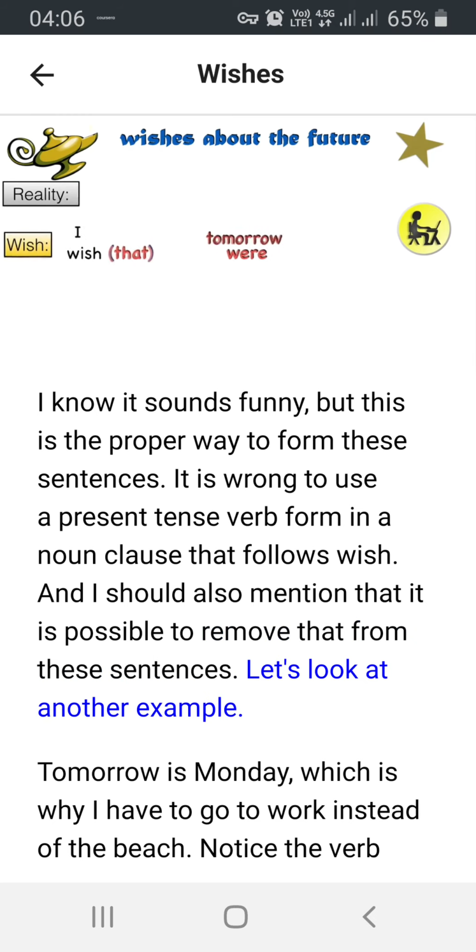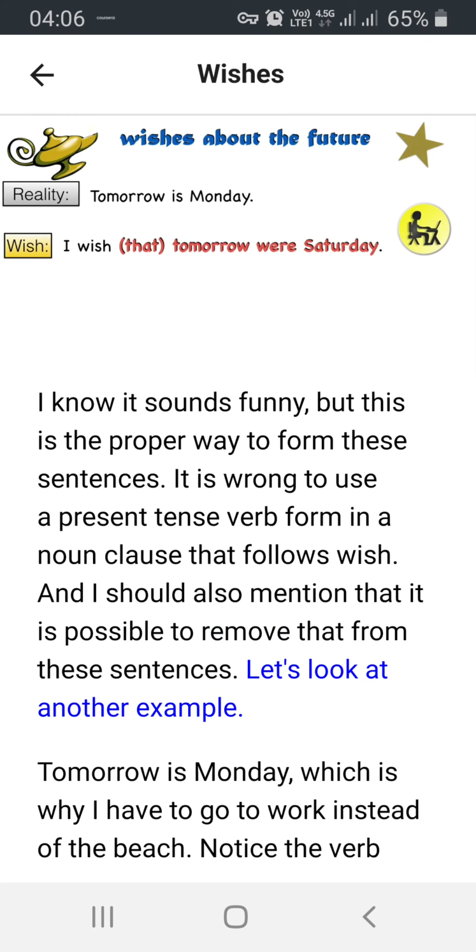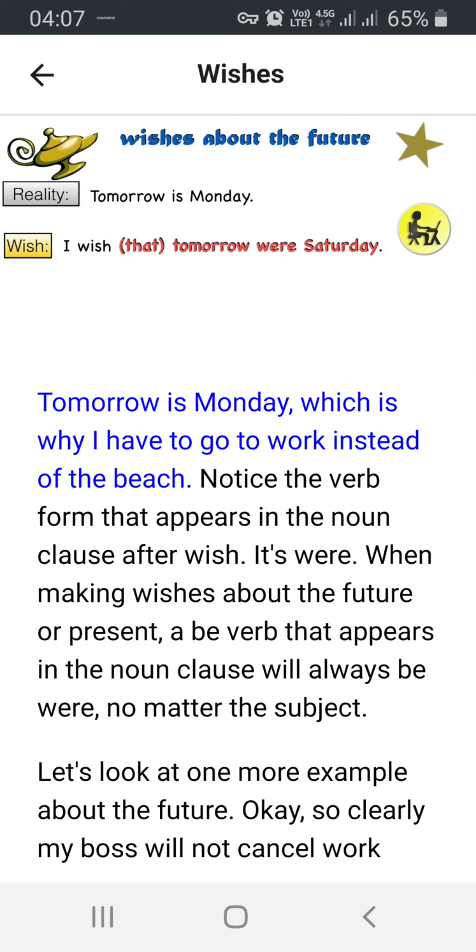Let's look at another example. Tomorrow is Monday, which is why I have to go to work instead of the beach. Notice the verb form that appears in the noun clause after wish. It's were. When making wishes about the future or present, a be verb that appears in the noun clause will always be were, no matter the subject.